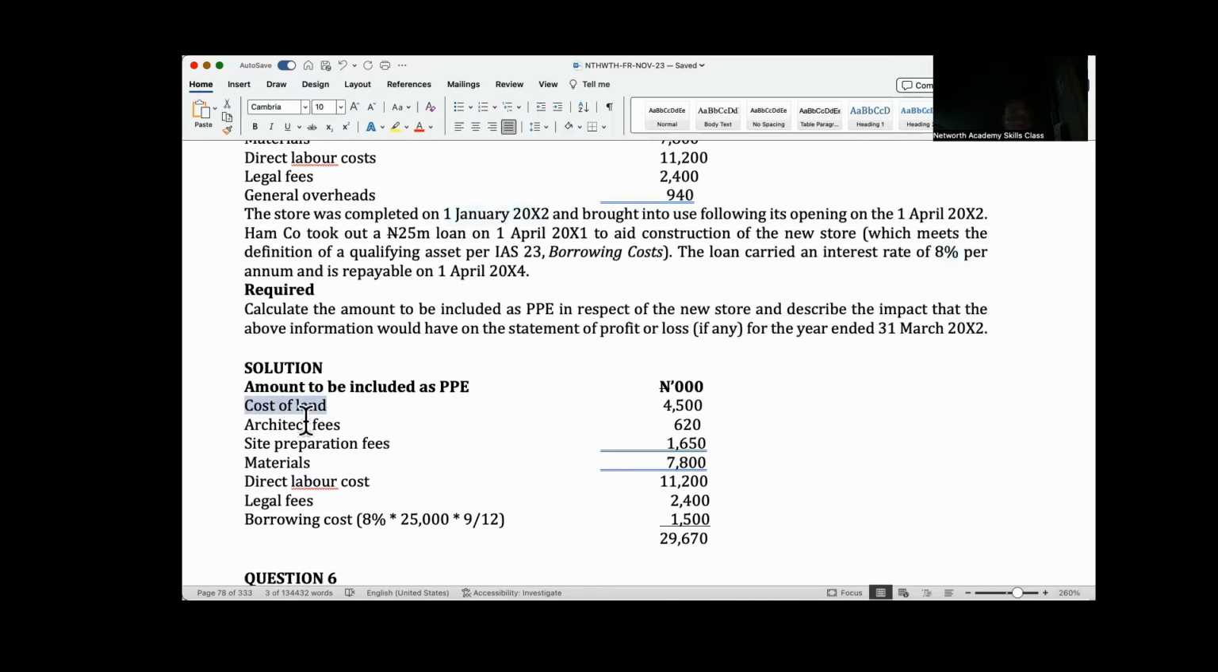We capitalize the cost of the land, architect fees, site preparation, materials, direct labor costs, and legal fees, and also the borrowing cost. But like I mentioned, 8% of 25,000, I prorated it only by 9/12, so that we'll be capitalizing only the portion up to the date of completion of construction. After the date of completion of construction, any interest we are still paying to the bank must be expensed. That cannot be capitalized.